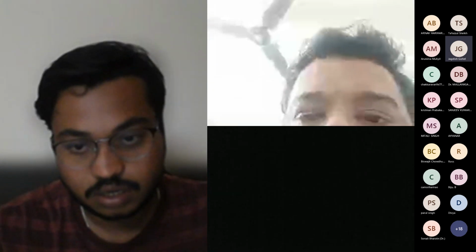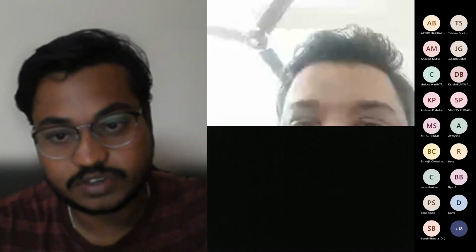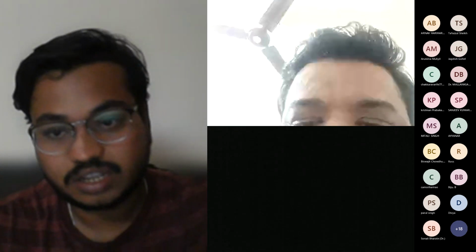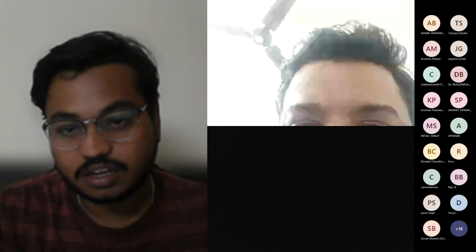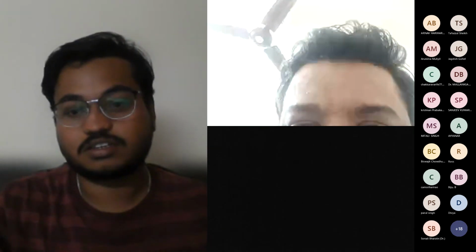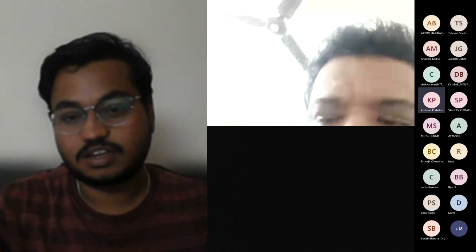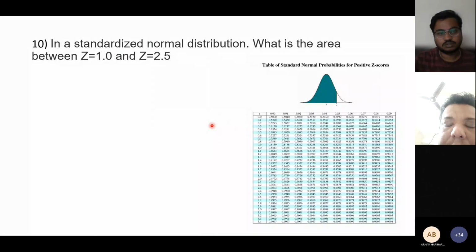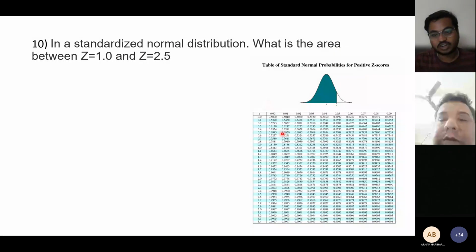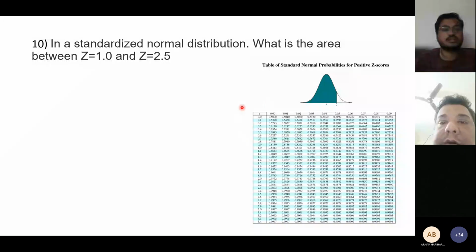Arpit, your screen is not visible actually. The graph is not visible. Some other person's screen is visible at present. Is anyone else sharing the screen? Yeah, even I'm seeing a numerical. Just a second. Someone is sharing. Can you see my screen now? Yeah, that's right. Can you guys see the table on the right? Yes, sir.